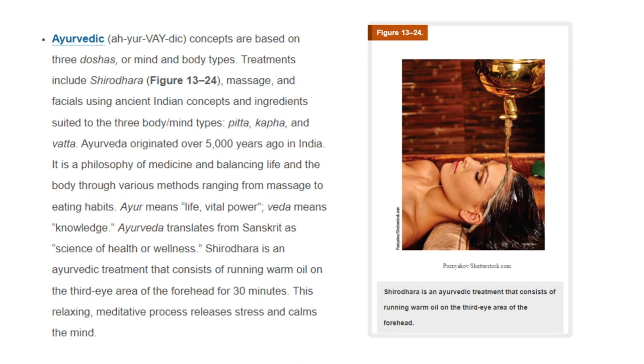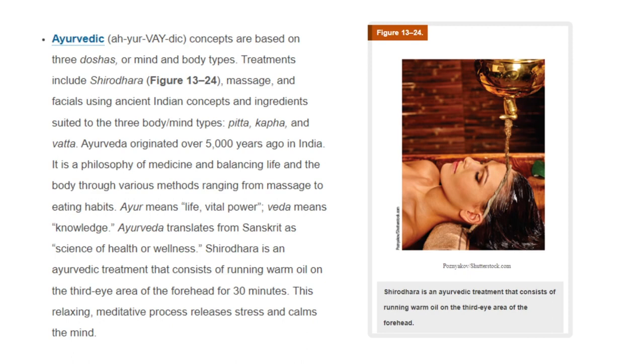It is a philosophy of medicine and balancing life and the body through various methods ranging from massage to eating habits. Ayur means life, vital power, Veda means knowledge. Ayurveda translates from Sanskrit as science of health or wellness.